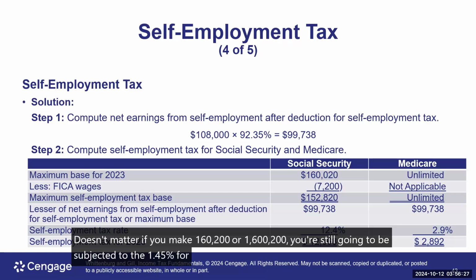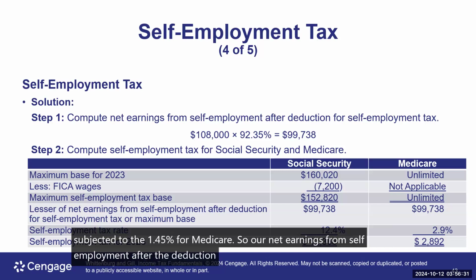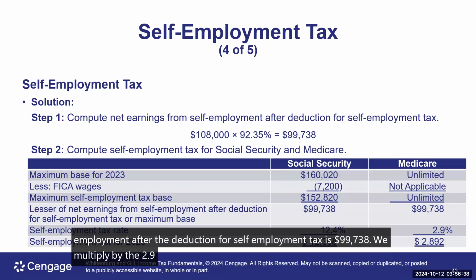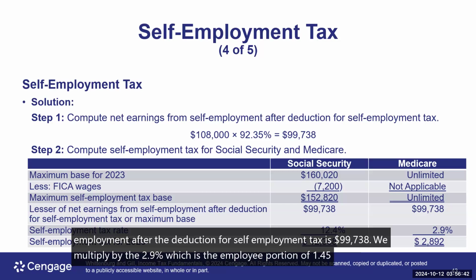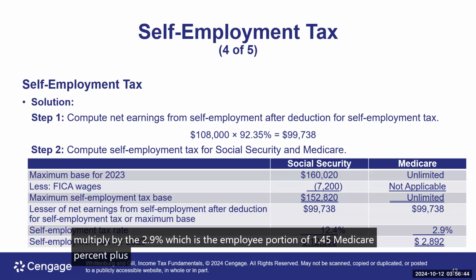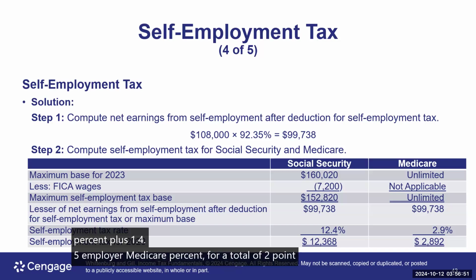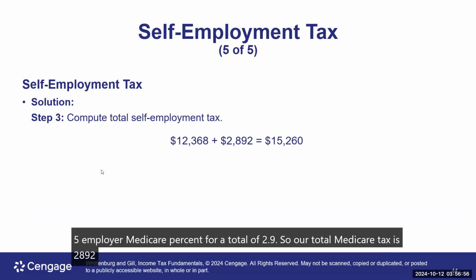So our net earnings from self-employment after the deduction for self-employment tax is $99,738. We multiply it by the 2.9%, which is the employee portion of 1.45 Medicare percent plus 1.45 employer Medicare percent for a total of 2.9. So our total Medicare tax is $2,892.